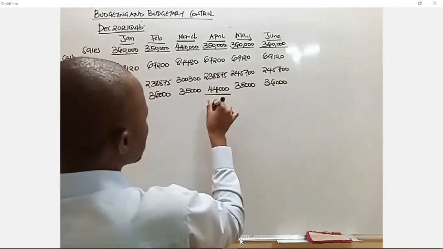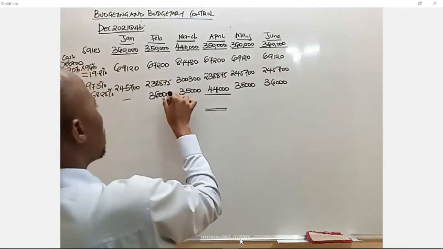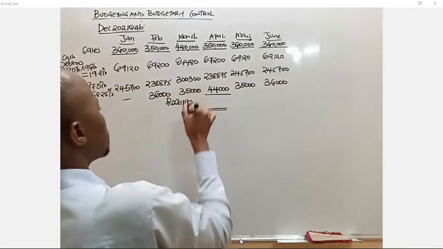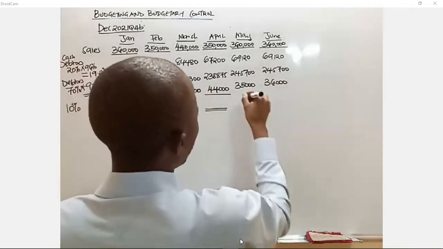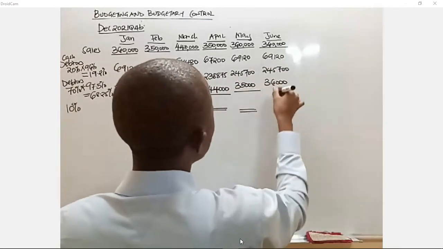So in this case, just ask yourself, the examiner wanted you to find for 3 months: April, May, June. And in this case, you need to be determining your receipts.